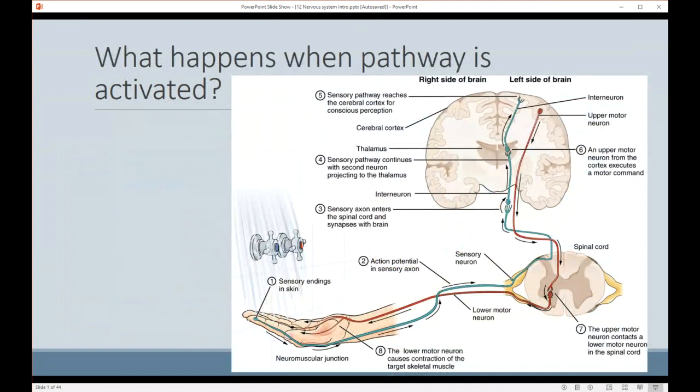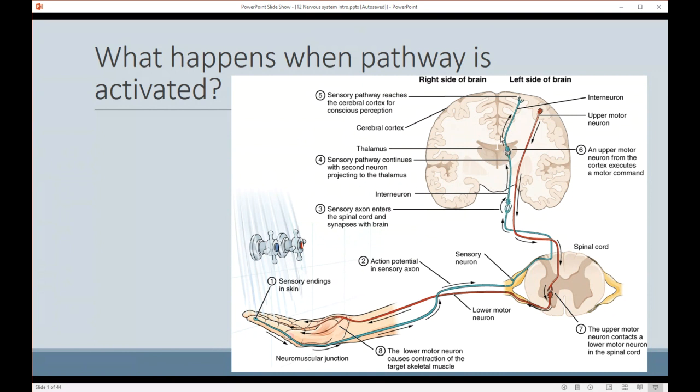So what happens when our pathway gets activated? We have sensory endings within our skin. One of our senses is touch, and one of them with the touch is about temperature. Here we're putting our hand under some water. That's going to send an action potential through our sensory axons. This is an arriving signal, so this is an afferent pathway. That sensory axon is going to enter the spinal cord, and it synapses through what's called an interneuron. Interneuron means between neurons. So this is that sensory, afferent neuron, entering into that interneuron.